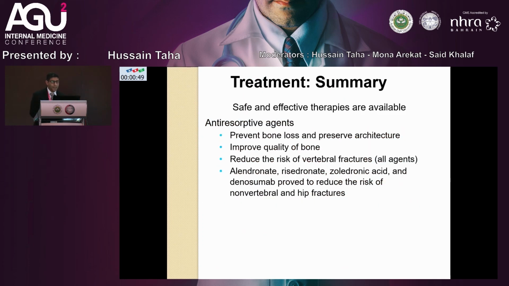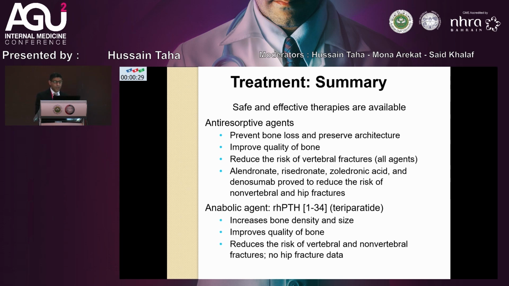Treatment summary: safe and effective therapies are available. Anti-resorptive agents prevent bone loss, preserve architecture, improve quality of bone, and reduce the risk of fracture in all agents. Alendronate, risedronate, zoledronic acid, and denosumab proved to reduce the risk of non-vertebral and hip fractures. Anabolic agent, synthetic parathyroid hormone, increases bone density and size, improves quality of bone, and reduces the risk of vertebral and non-vertebral fractures, and there is no hip fracture data.